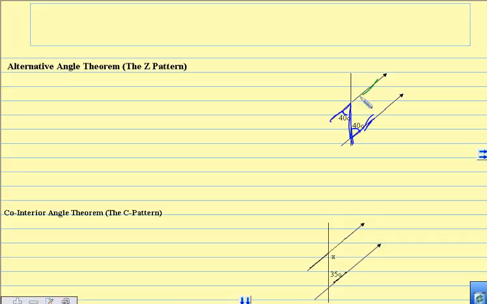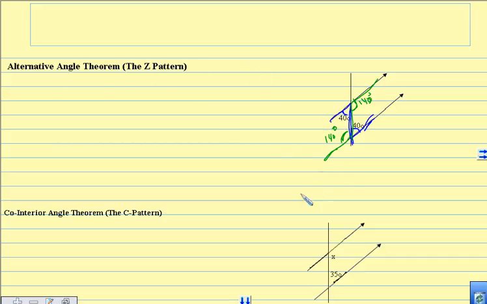You can have a backward Z. You can make a backward Z here, this way, and this way, where the alternate angles, this one here and this one here, are the same. And if this is 40, then by the supplementary angle theorem, this has to be 140 degrees. And then, since this is the same as that, then this is 140 degrees also. So that is the alternate angle theorem.